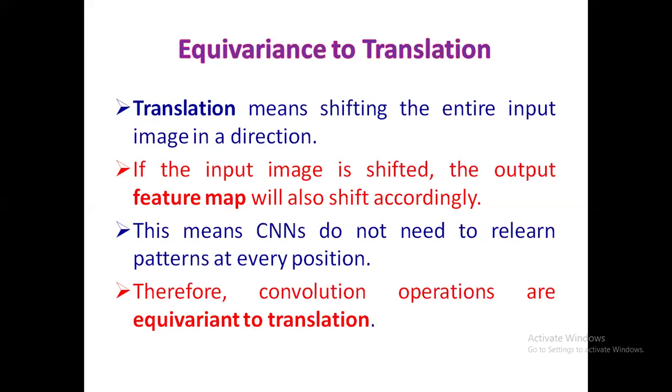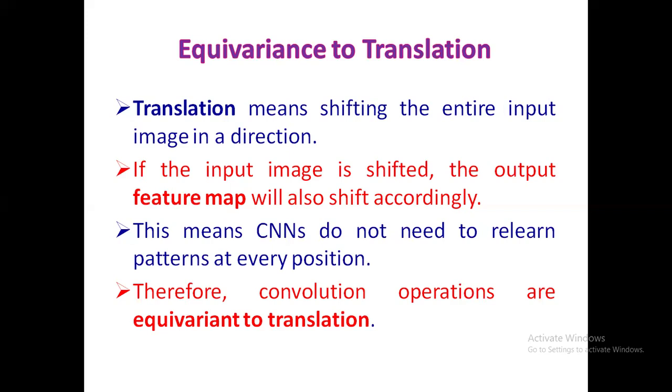Next, equivariance to translation. This is a very important property. Translation refers to shifting the entire input image along the spatial axis, such as moving it left, right, up, or down. Equivariance to translation means that if the input image is shifted, the output feature map generated by the convolution also shifts in the same manner.